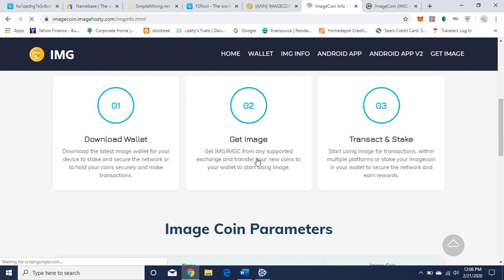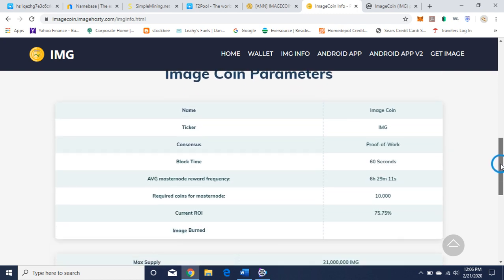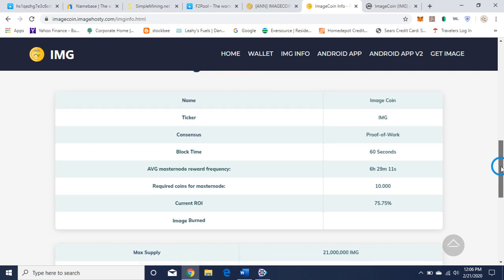Get IMG from any supported exchange and transfer your coins to your wallet to start using Image. Transact and stake. Start using Image for transactions within multiple platforms or stake your ImageCoin in your wallet to secure the network and earn rewards. Here are the coin specs.